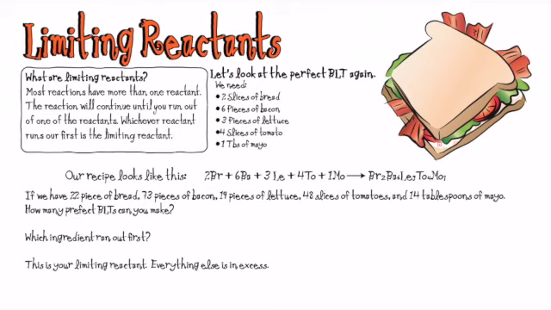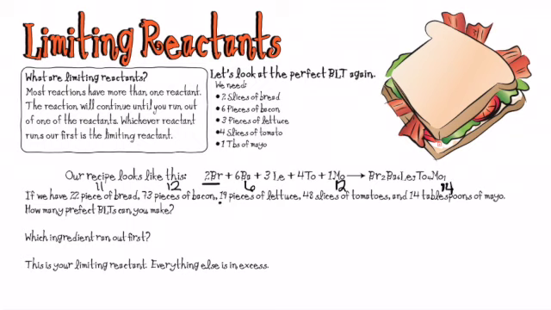So we're going to divide each of the things that we have by their coefficient. So if we look at bread, we had 22 pieces of bread, but we need 2 for each sandwich. So we could have a total of 11 sandwiches if we look at just bread. So for bacon, 73 divided by 6, we could make 12 sandwiches. With lettuce, we could only make 6. With tomatoes, we could make a total of 12 sandwiches. And with mayonnaise, we could make 14.